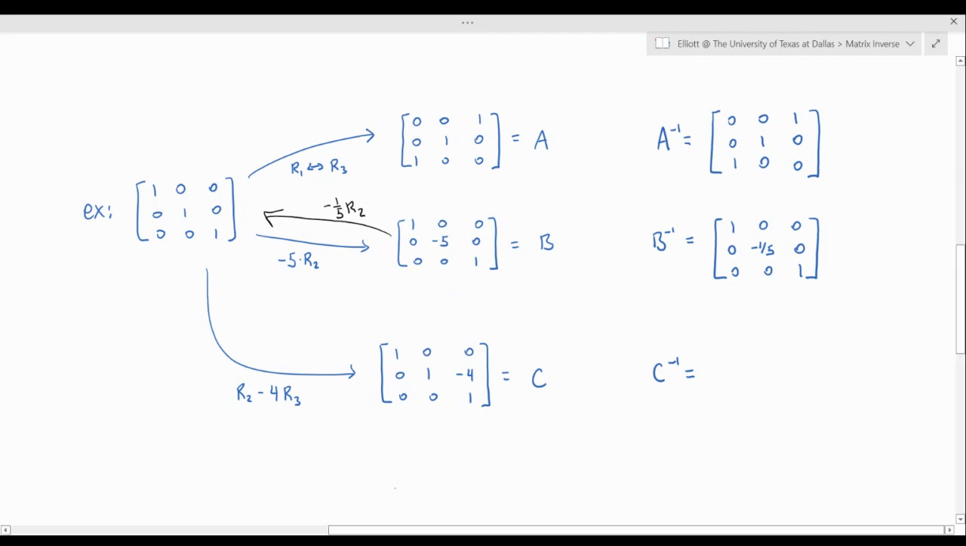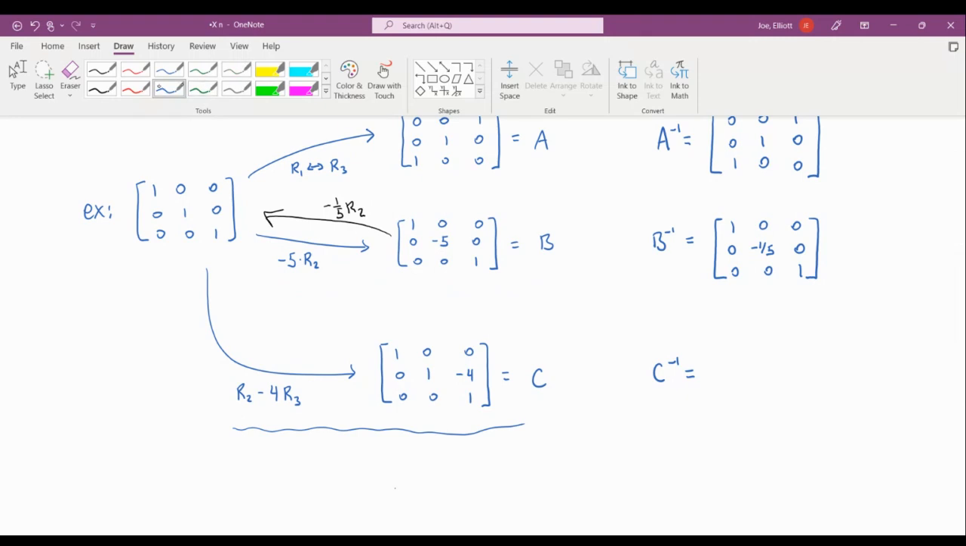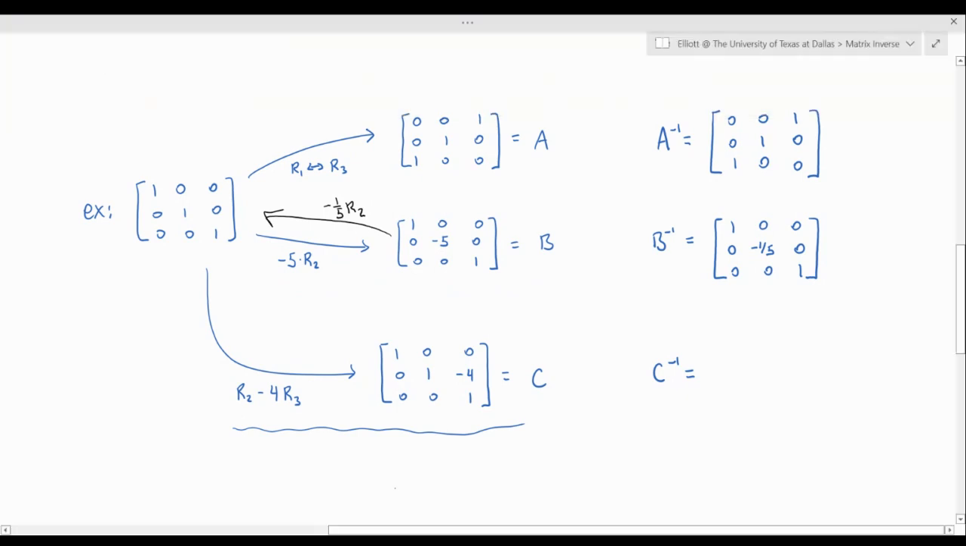And then lastly, for matrix C down here, this matrix C was obtained by doing row 2 minus 4 row 3 from the identity. Okay. So to undo this row operation, here we would need to eliminate this -4 to get back to the identity matrix. And we could eliminate it by doing row 2 plus 4 of row 3 this time.